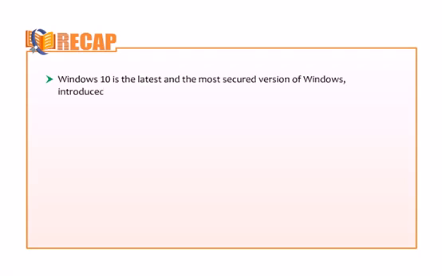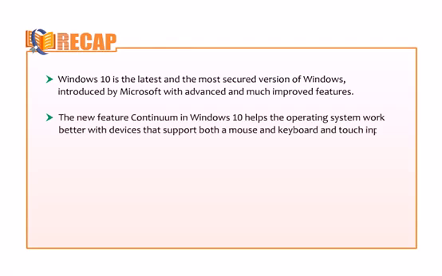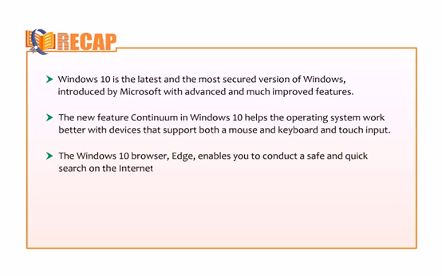Let us now quickly glance through the key points discussed in this chapter. Windows 10 is the latest and the most secured version of Windows introduced by Microsoft with advanced and much improved features. The new feature Continuum in Windows 10 helps the operating system work better with devices that support both a mouse and keyboard and touch input. The Windows 10 browser, Edge, enables you to conduct a safe and quick search on the internet.